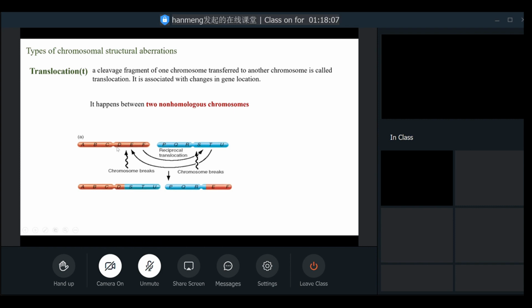Here, the orange one and the blue one may be A, B, C, D, E, F, and P, Q, R, S, T, U. Then we have A, B, C, D, S, T, U, and P, Q, R, E, F. It has the translocation, a reciprocal translocation. So it is related to two chromosomes, and both chromosomes have their breakpoints.